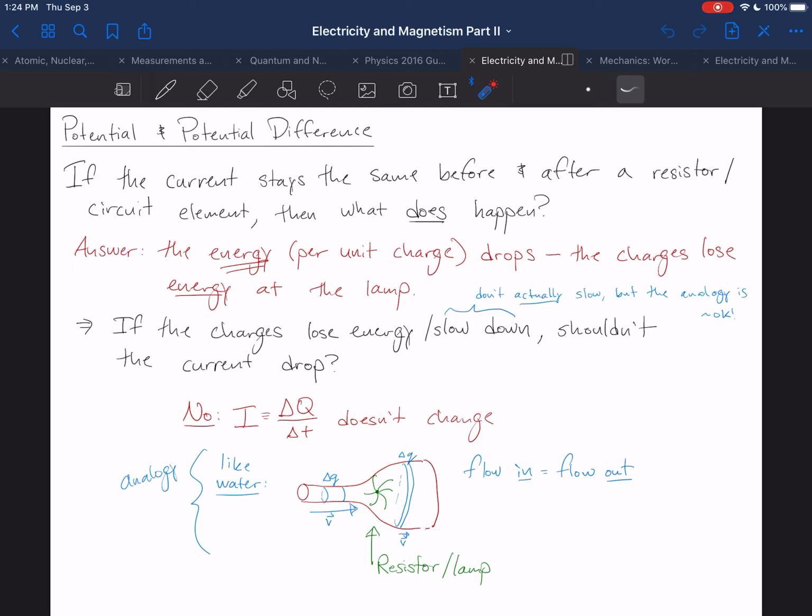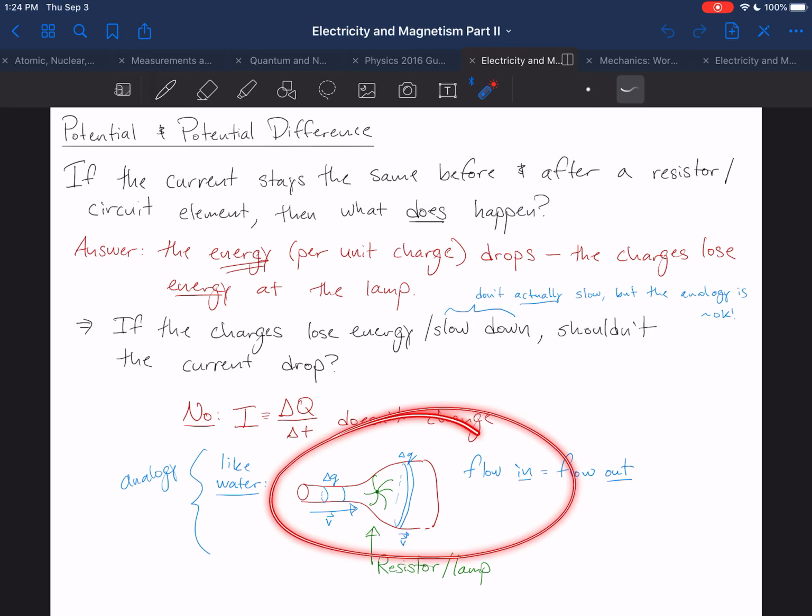Fundamentally, saying that the current in is equal to the current out is just looking at delta Q per delta T, the total rate of flow in and out. Even if the energy has dropped off, that flow into this pipe is going to be exactly the same as the flow out of this pipe. Otherwise, you would end up with vacuum or air bubbles or something going on here because water is basically incompressible. It can't be pushed into itself.